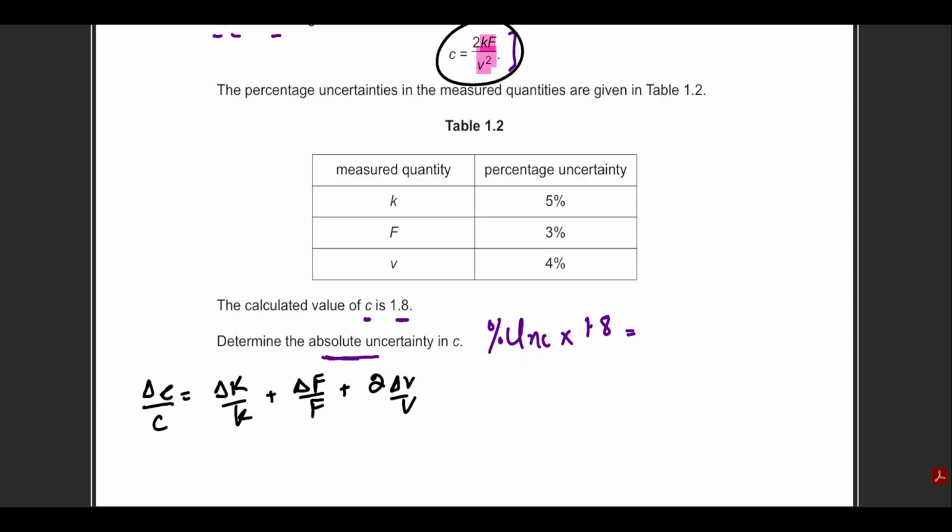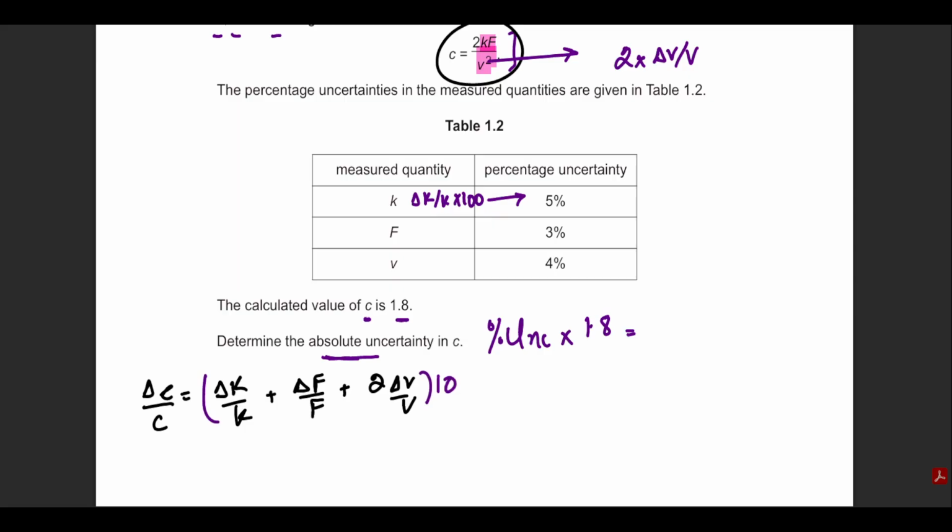Now we are ignoring the 2 in the formula, since it's a constant, it cannot do anything. And for V squared, we use the power rule: since it's coming twice, it's going to be 2 times the error in V divided by V. Now what they have done successfully here is they've given us the value of delta K by K multiplied by 100. They've given us the percentage uncertainties of everyone. So if I were to multiply all of this with 100, this was already in the table.